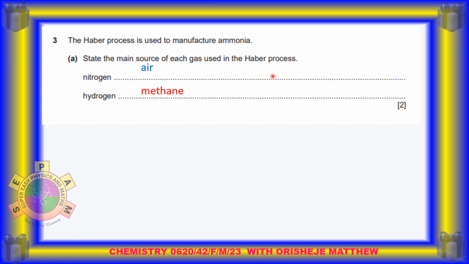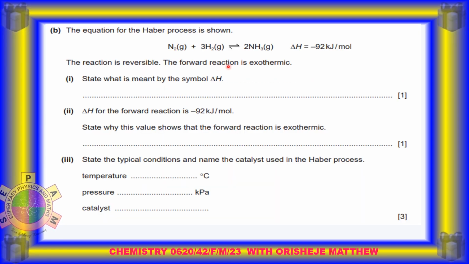Now these two materials react in the presence of iron as a catalyst at a temperature of about 500 degrees to form ammonia. And then you cool it down. Let's just go to the next question and follow.